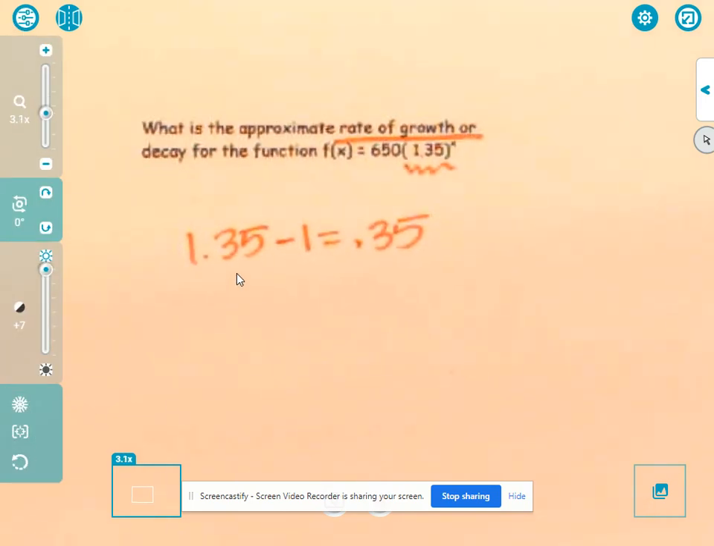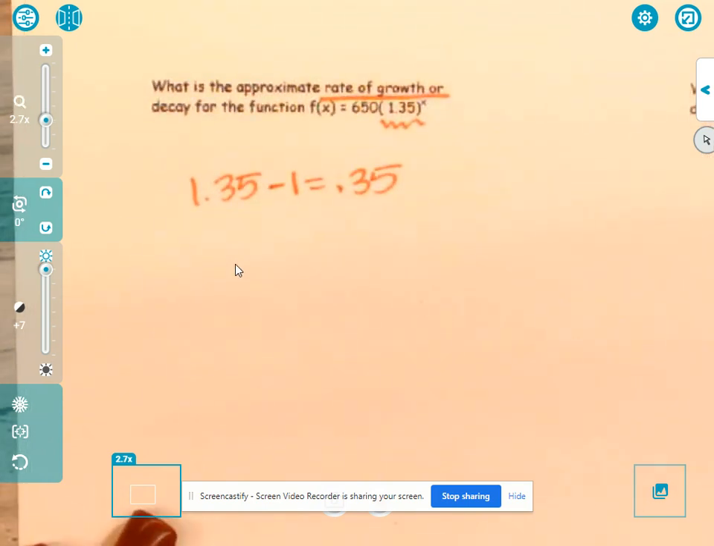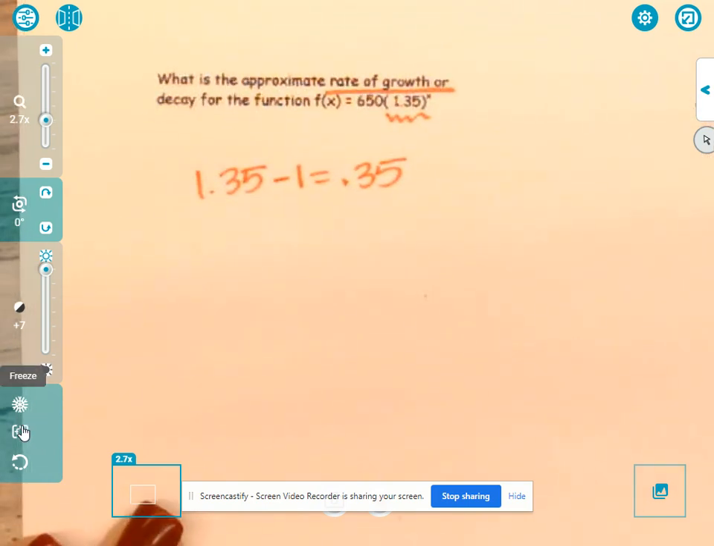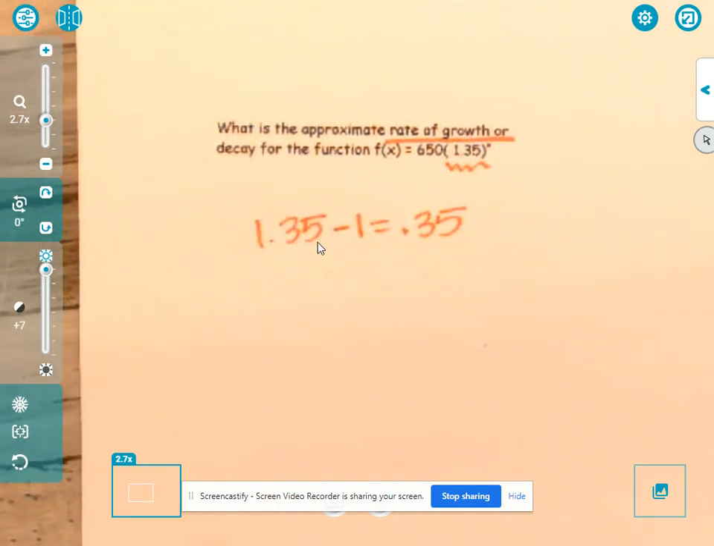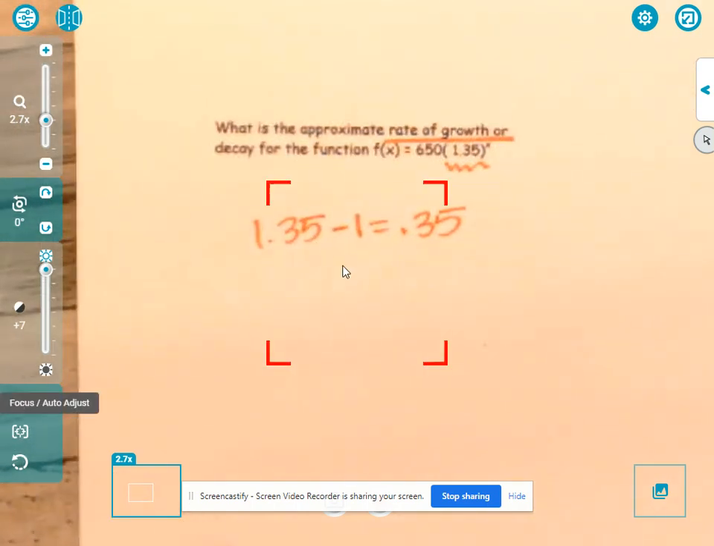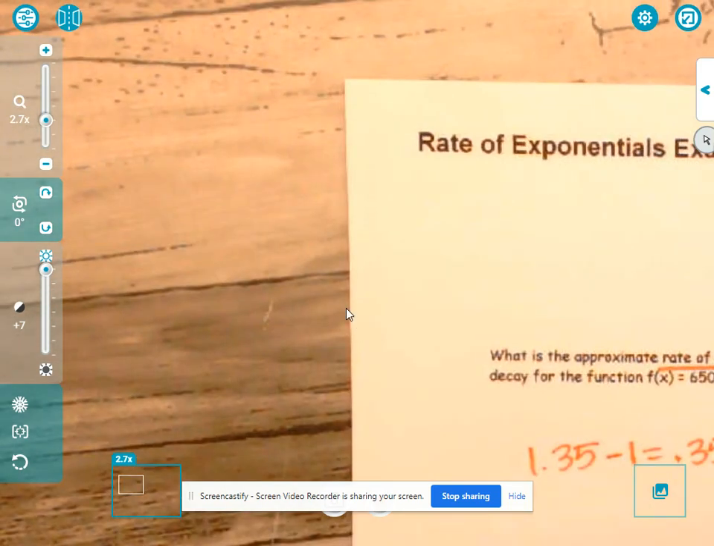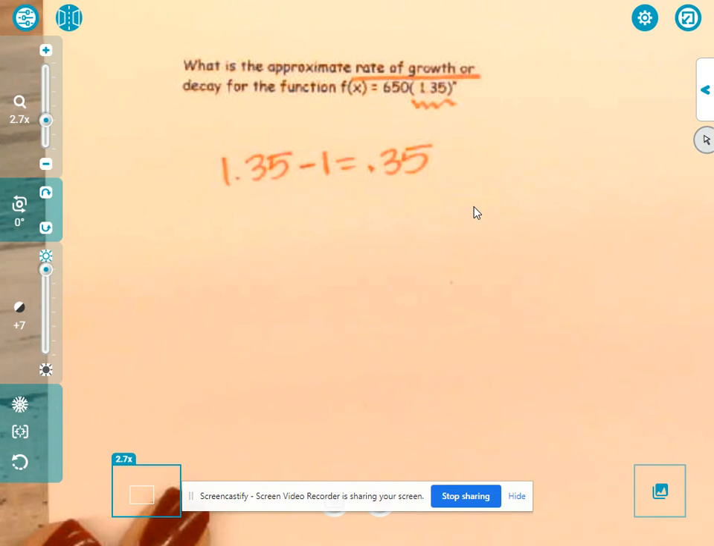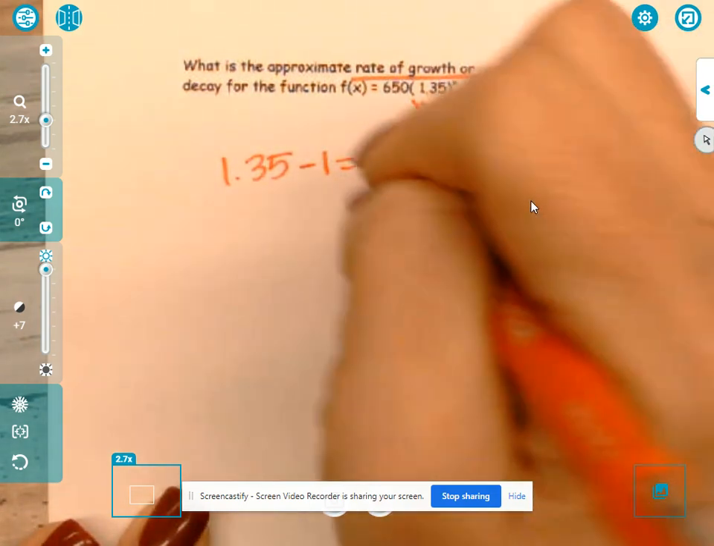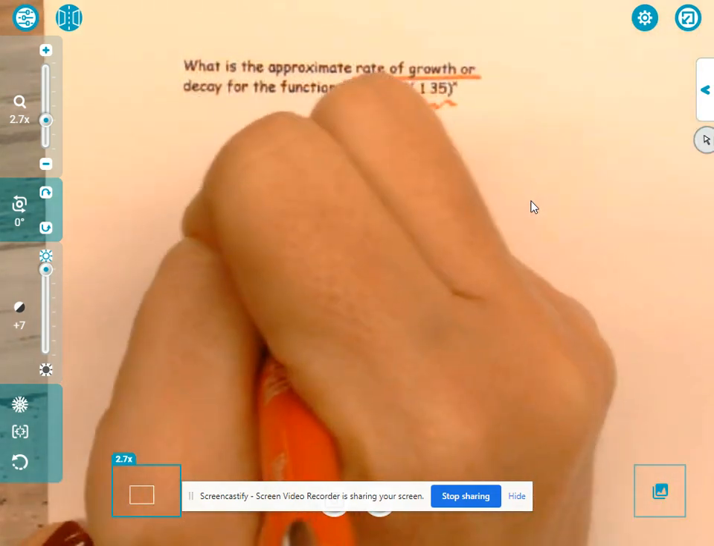I need to hold on. It might not let me focus much more than that because it's so zoomed in. All right, we'll go with it.